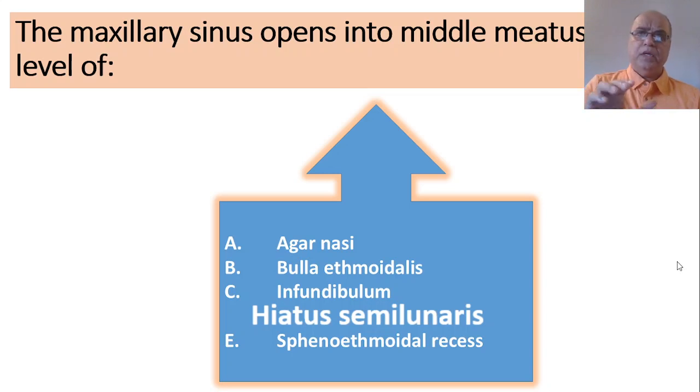Now, a multiple choice question means that we have to choose the single best answer. This is the rationale: there may be 2, 3, 4, even all 5 options that may be correct, but we have to choose the single one, the most appropriate or the best answer. Remember that. I will explain the infundibulum and hiatus semilunaris, because usually students are confused between them.